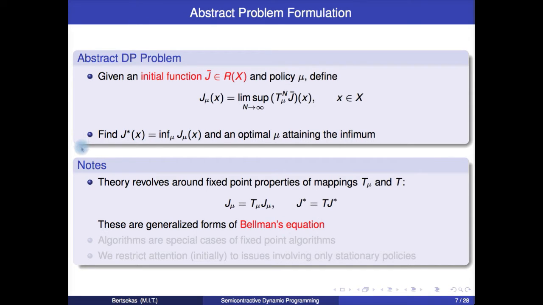Now, the theory that we are going to discuss, consistently with our experience with stochastic optimal control, will revolve around fixed point properties of the mappings T mu and T. In other words, we're going to be interested in whether these equations hold, which are generalized forms of Bellman's equation. And the algorithms for solving this abstract problem are going to be special cases of fixed point algorithms, but under circumstances where there does not necessarily exist a unique fixed point of these mappings, and T mu is a contraction mapping, and so on.